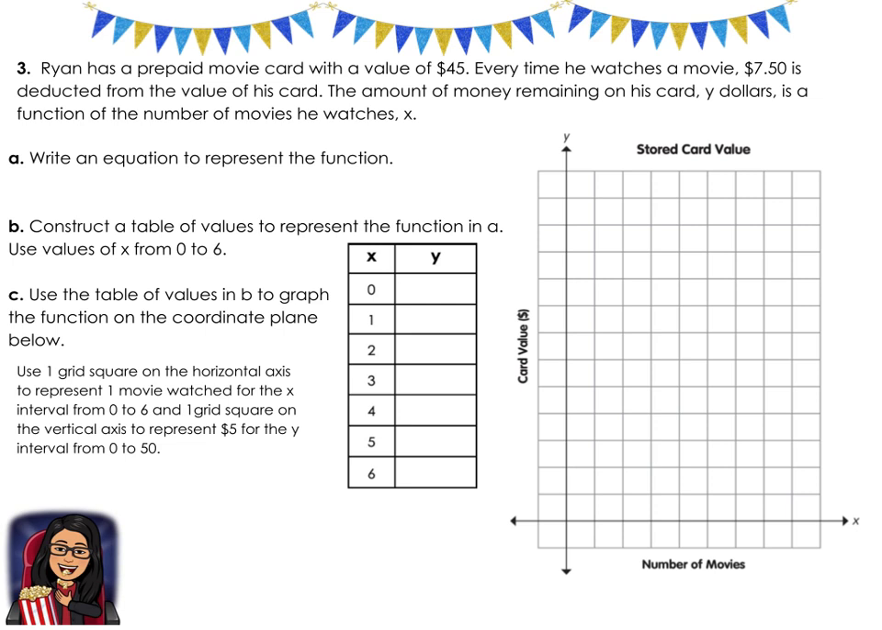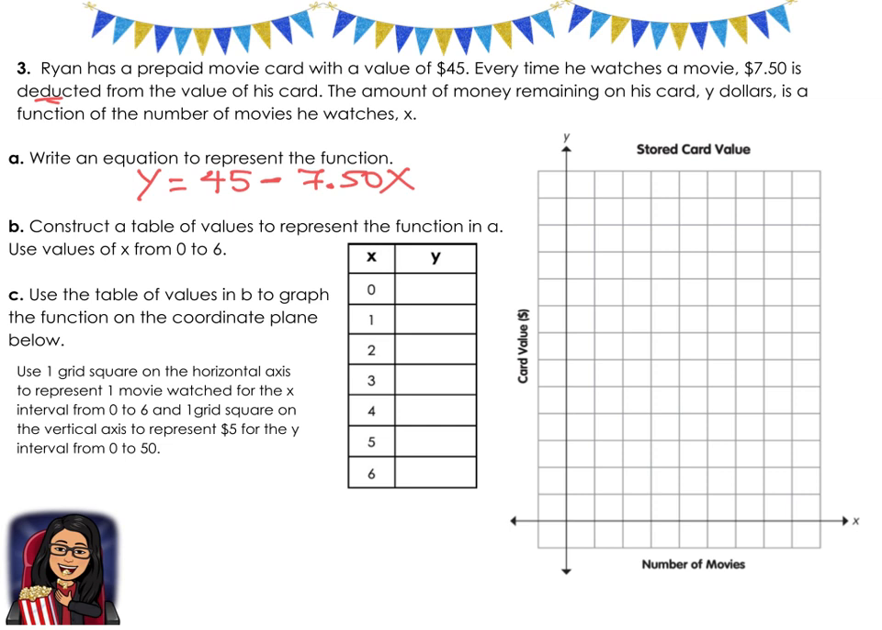So here I gave you a graph grid already with everything that is labeled, and you have a table. So the first thing you want to do is write the equation to represent the function. So here we know that we have Y equals, and it says that he starts off with $45. So I'm going to write 45. And every time he watches the movie, right, it is deducted. So the word deducted means to subtract. So it's subtracting $7.50 per movie. So if he watches one, it will be minus $7.50. But if he watches two, that will be $7.50 times 2. But in order to write the function, the number of movies is going to be X. So that is your function.